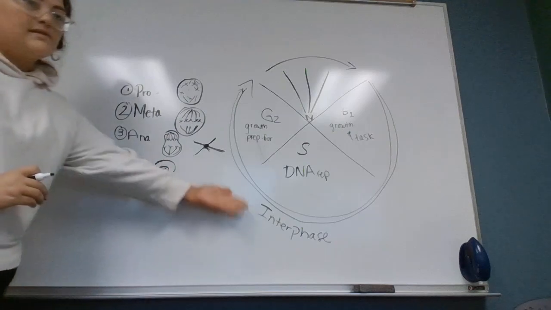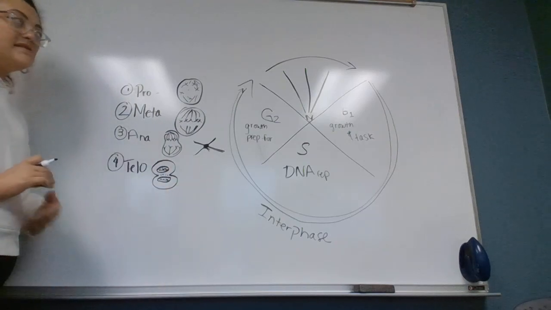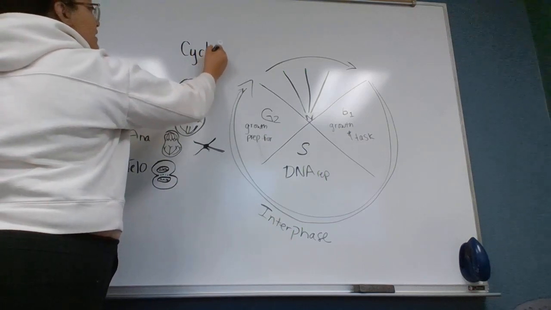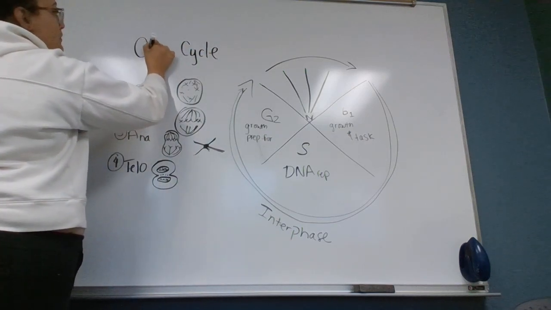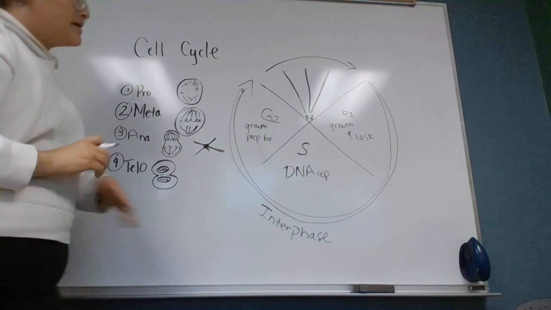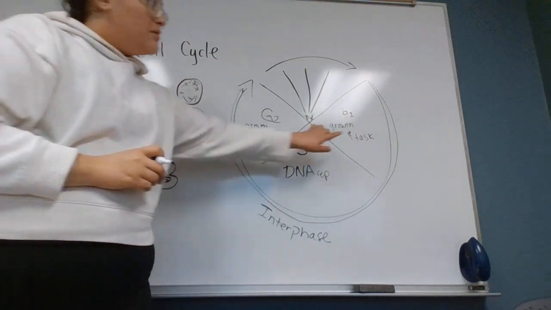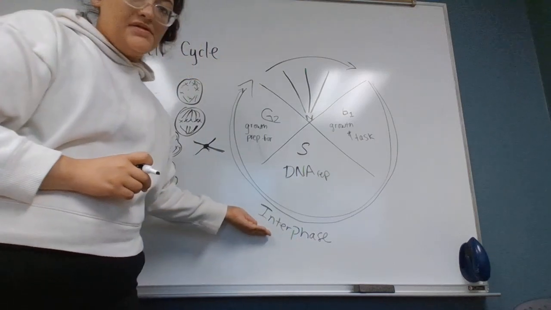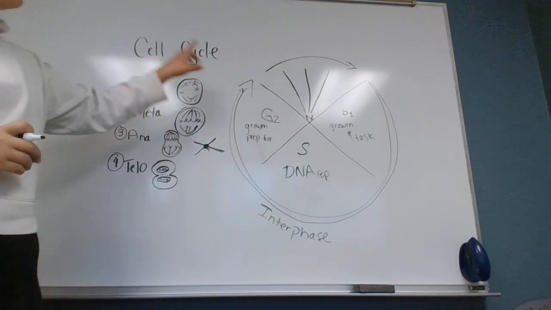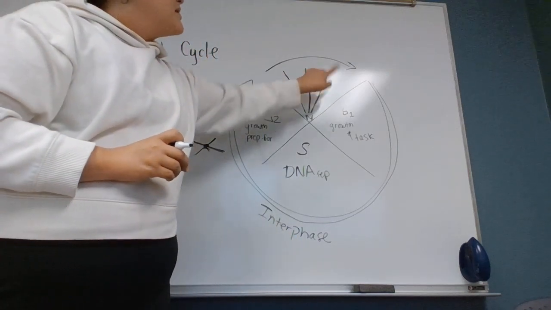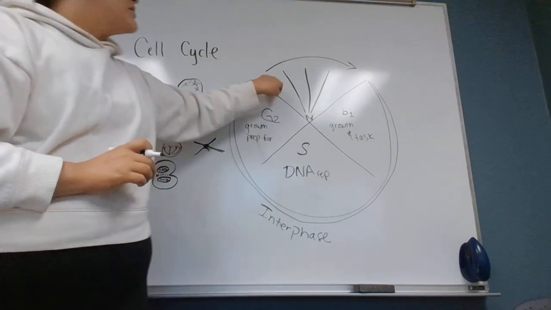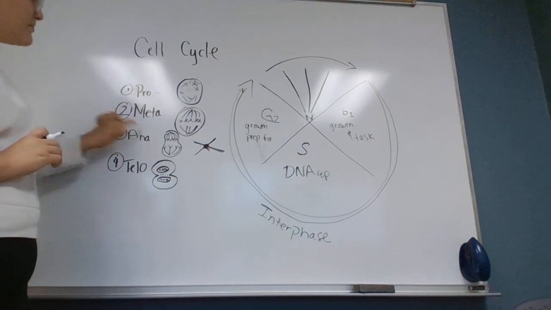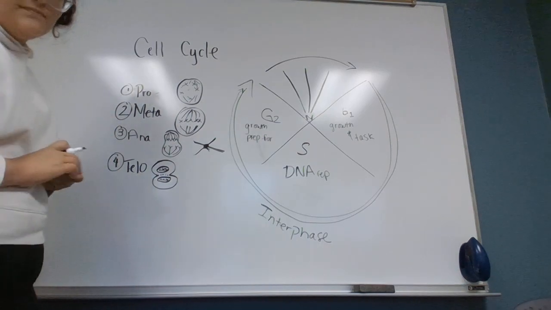Altogether, this is called the cell cycle. Again, to review, G1, S, and G2 are collectively called interphase. And then right here, this is the mitosis phase, which is made up of four phases: prophase, metaphase, anaphase, and telophase.